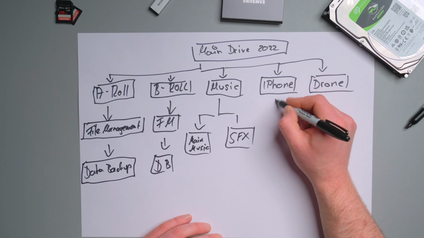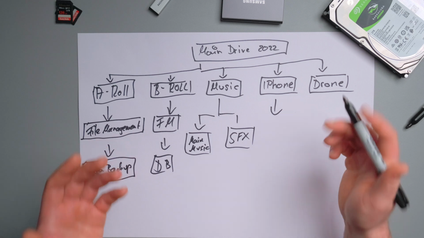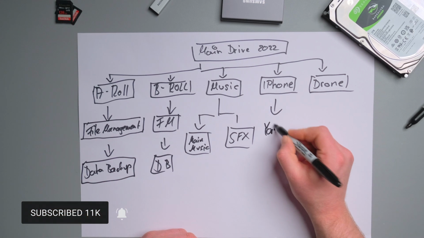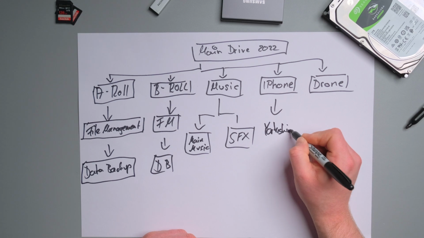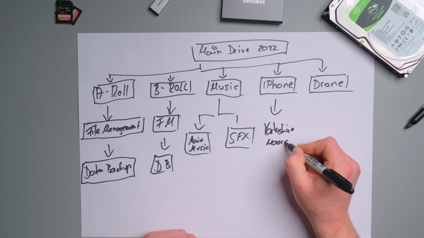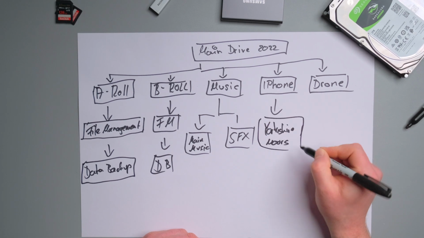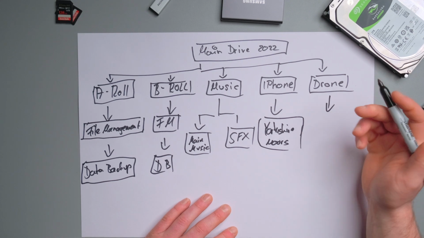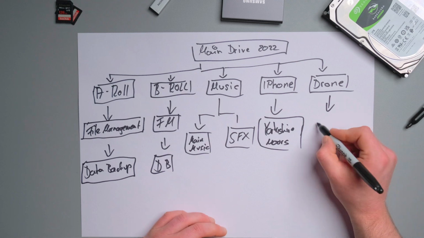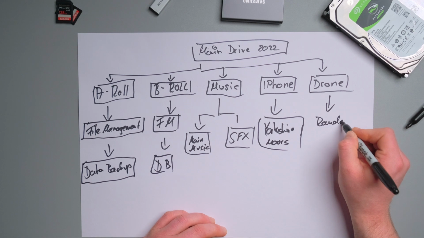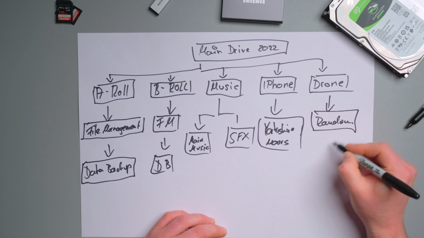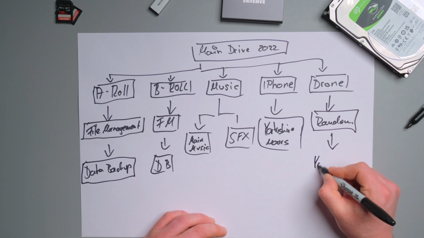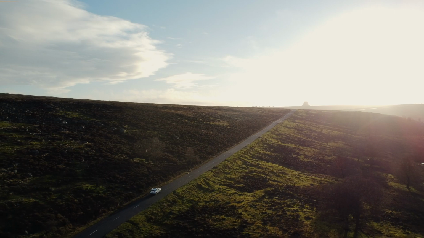iPhone folder is exactly the same. Let's say I went out on a weekend, went to the Yorkshire Moors, and then I put all my iPhone footage into this folder as well. Same with the drone again. If I shot some random clips, I would probably call it random clips, or if I went to the Yorkshire Moors as well and flew the drone, then I probably would call it Yorkshire Moors as well.